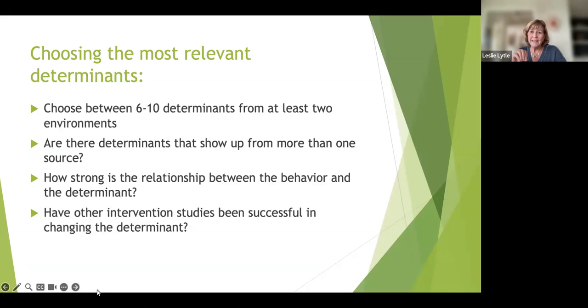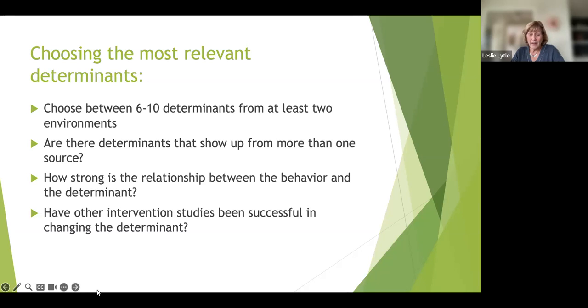And again, because we're building a multi-level intervention, we want it to be from at least 2 environments. And some of the ways we make these reductions are, we look to see if there are determinants that show up from more than one source. And as you saw, self-efficacy, perceived barriers really showed up in all 3, from our focus groups, from our empirical literature, and also from our theory.